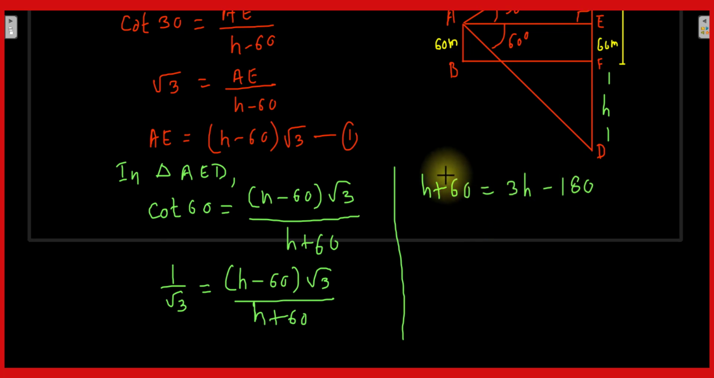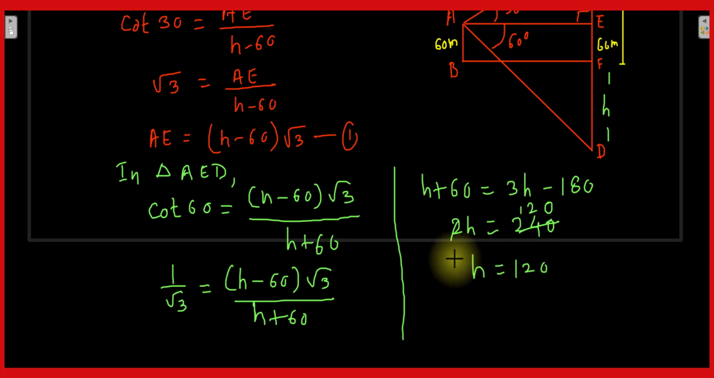Now here take h to this side, so 3h minus h, that will be 2h, which is equal to, take 180 to this side, so 60 plus 180, that will be 240. So 2 1s are 2, 2 1s are 2, 2 2s are 4, 2 zeros are 0, and therefore h is equal to 120 meter.